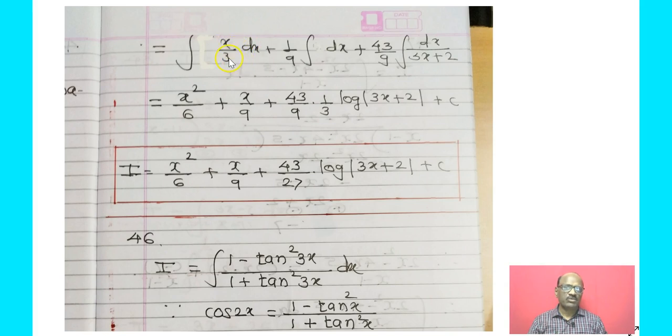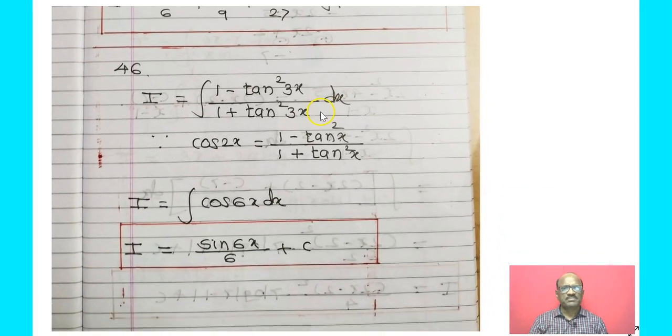Now here the integral of x upon 3 is x square upon 2, 2 into 3 becomes 6. The integral of dx is x upon 9. And the integral of dx upon 3x plus 2 is 43 upon 9 into 1 upon 3 log of mod of 3x plus 2 plus c. And hence the answer is x square upon 6 plus x upon 9 plus 43 upon 27 log of mod of 3x plus 2 plus c.